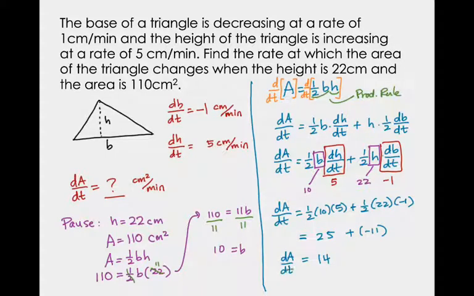And look at the Leibniz notation for your units. We're looking for units of area. In this problem, that's going to be centimeters squared. In dt, time is measured in this problem in minutes. And there's our rate of change of the area.